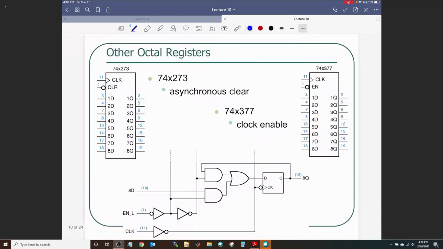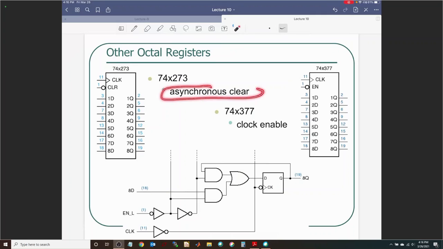All right, let us talk about some other thing. There are other forms of octal registers. Octal registers simply mean it's an 8-bit register. The number next is 74x273. How is it different from the previous one?